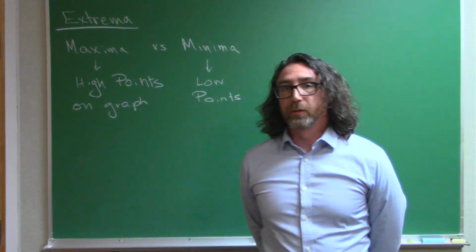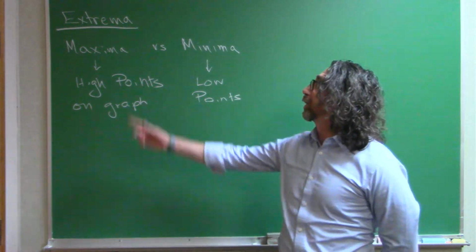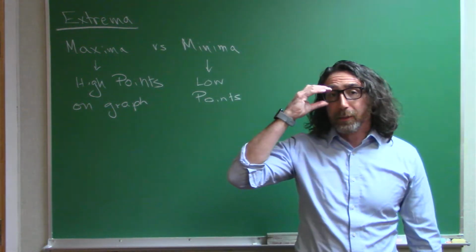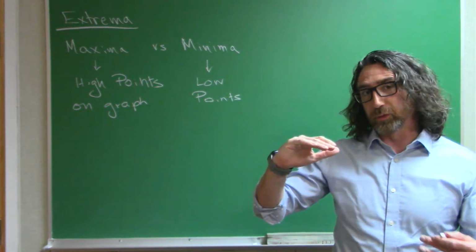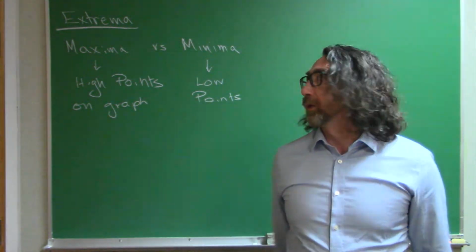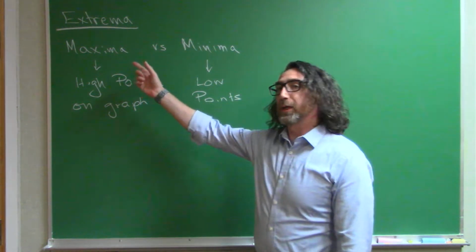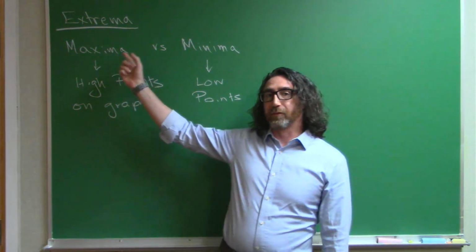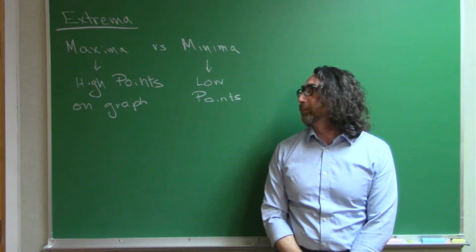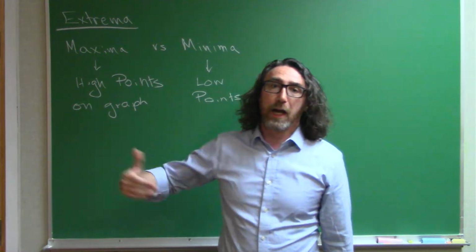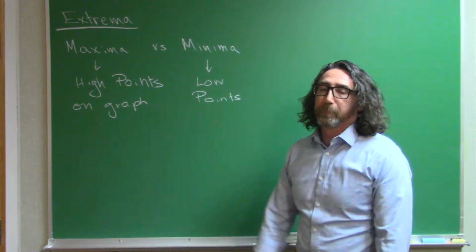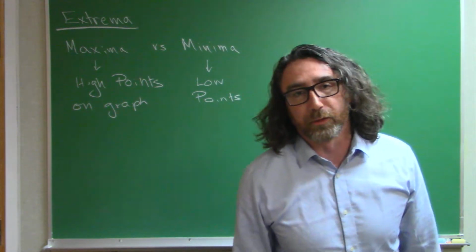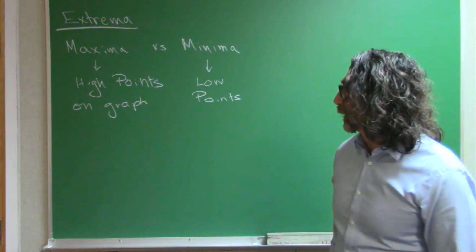In this video we are going to discuss the concept of finding extrema on a graph. If you make an educated guess as to what extrema means, you can probably guess it deals with extreme, in other words, like outliers. Extrema come in two varieties: you have maxima and you have minima. Maxima are high points on the graph, and minima are low points on the graph.